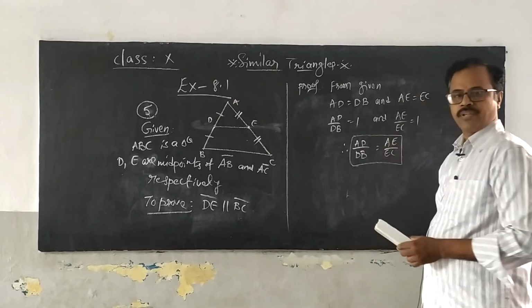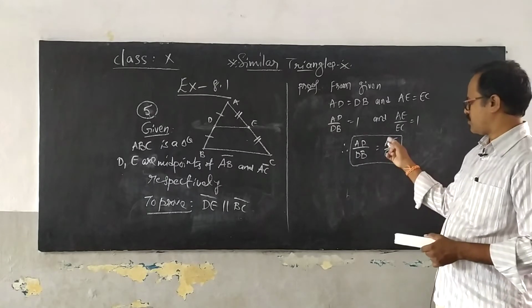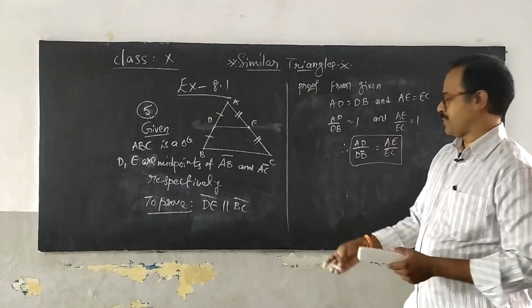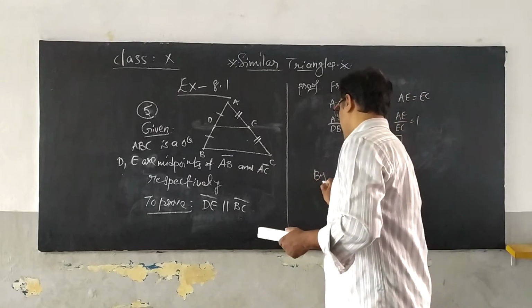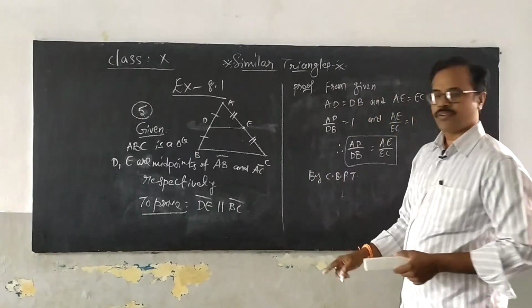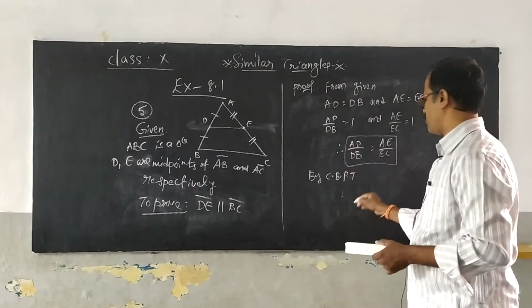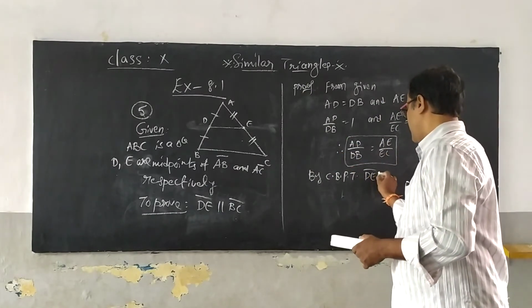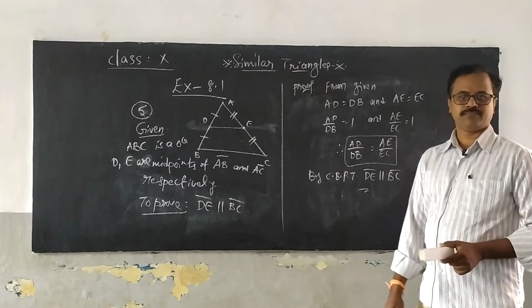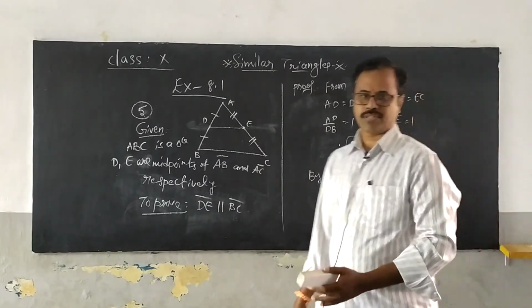Is that clear? AD by DB is equal to AE by EC. This is nothing but the converse of BPT. Very good. By the converse of the basic proportionality theorem, you can say that the line DE is parallel to BC. DE line segment parallel to BC line segment. Hence, we proved the question.